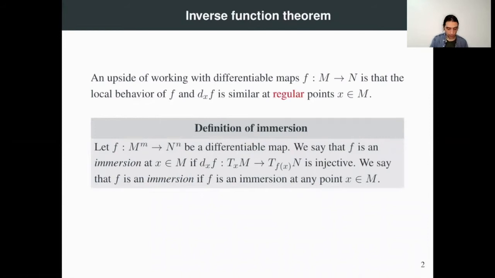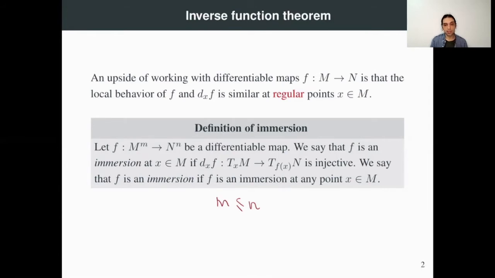We have to realize that the tangent space to M at a point has dimension m, and that the tangent space of N at one of its points has dimension n. And that in order to have an injective mapping, we need to have the condition m less or equal than n. Otherwise, this linear map is never going to be injective. We say that f is an immersion if f is an immersion at every one of its points.